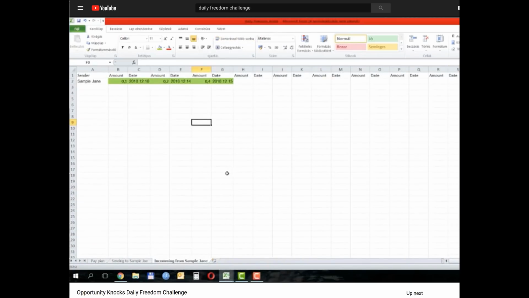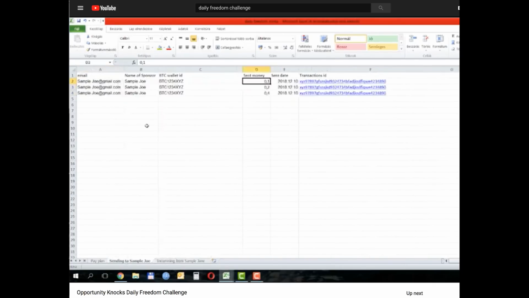And I'm making such an administration that I see who will be the guys or girls who will pay me. And let's say Sample Jane has paid me the 10 cents on this day. Sample 2 sent the 10 cents a day after that. And Sample 3 sent the 10 cents another day. I have those incoming, and when I have the 3, then the 20 cents are sent to Sample Joe, my sponsor.